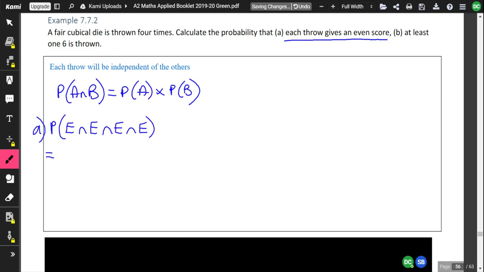Once again, because the throws are independent, we can simply multiply their probabilities together. So this is the probability of getting an even score multiplied by itself, multiplied by itself, multiplied by itself. In other words, the probability of an even score to the power 4. And if it's a normal cubical die, then there are 3 even numbers on the die out of 6 altogether. So this is 1/2, well, 3/6 cancels down to a half, to the power 4. So it's 1/16.